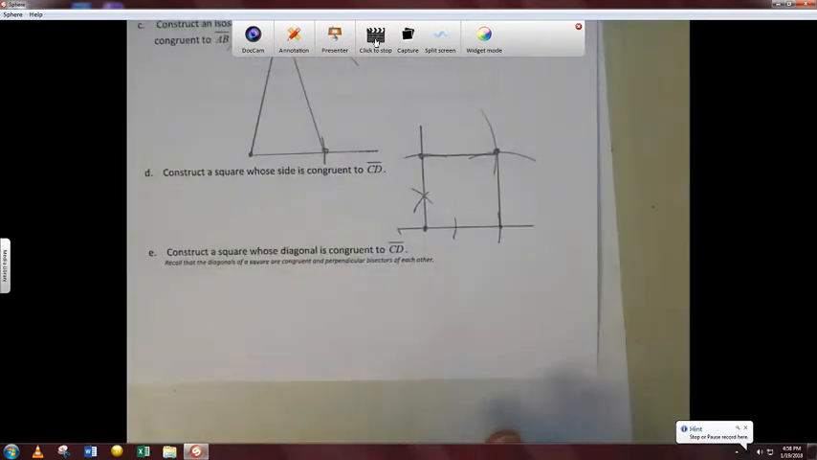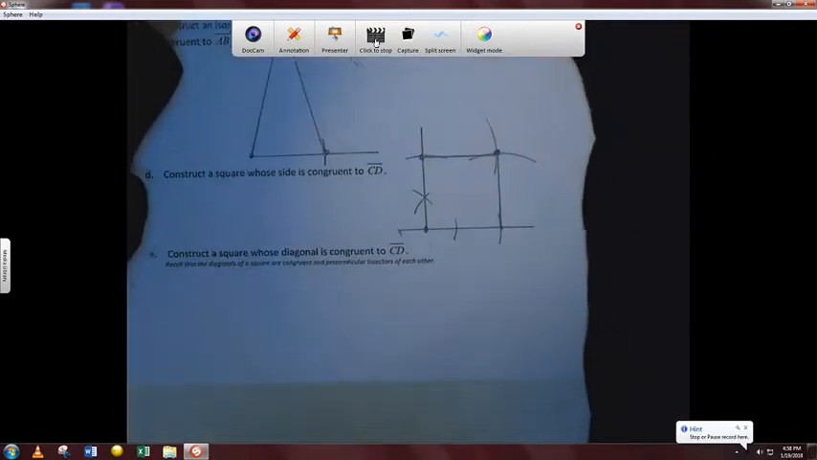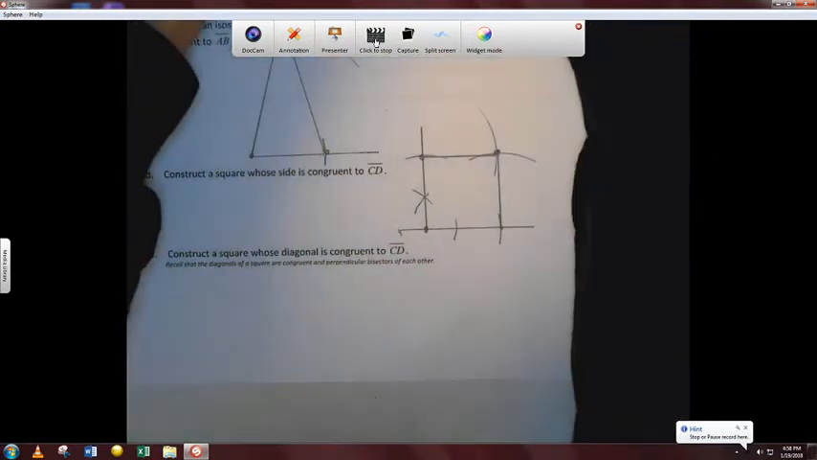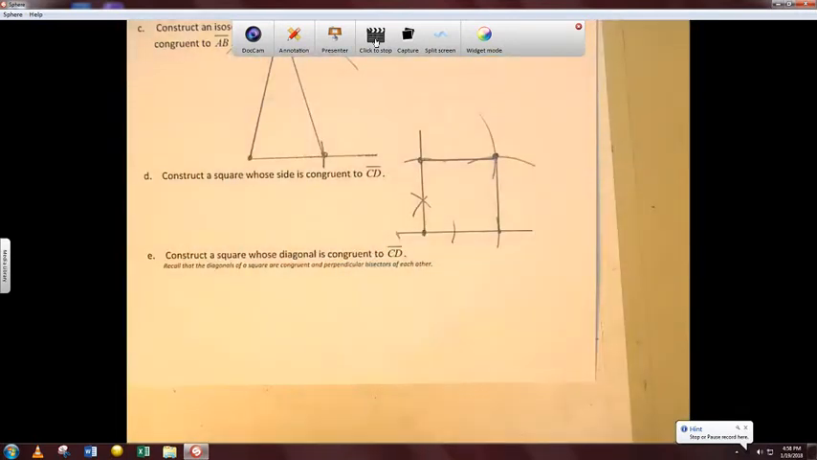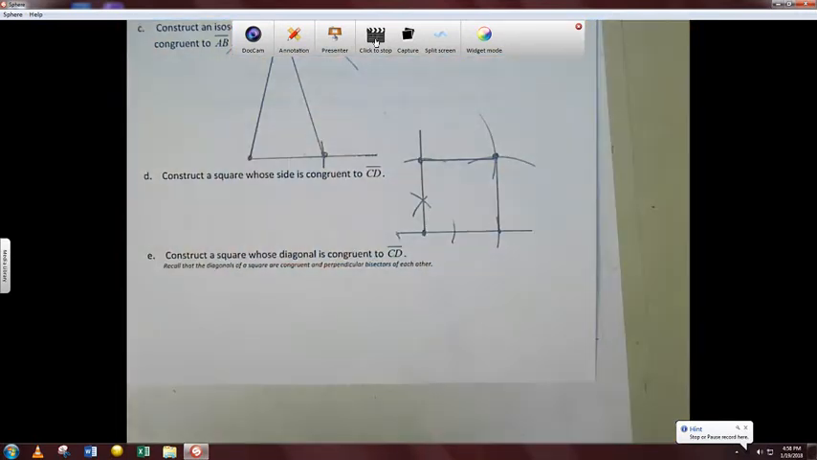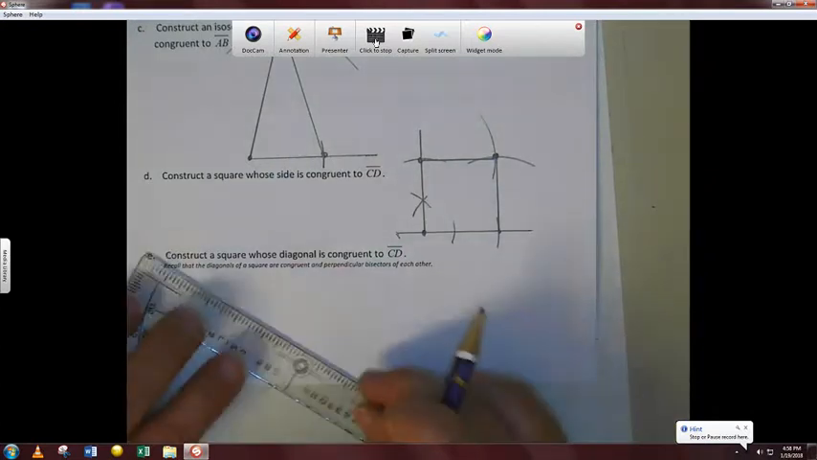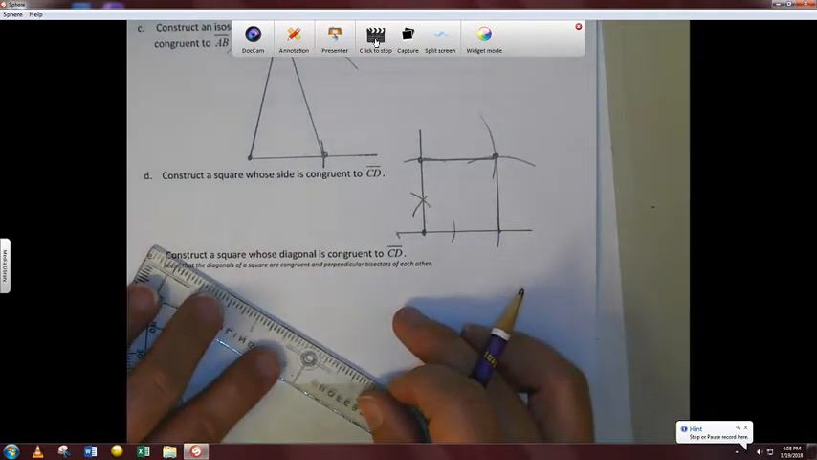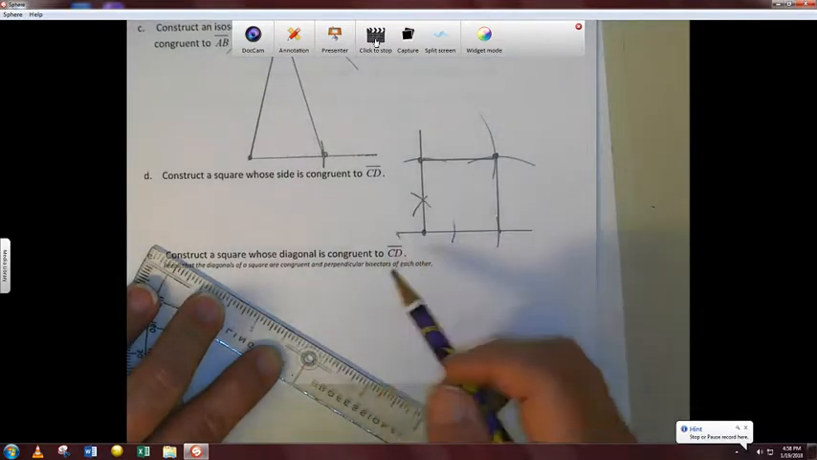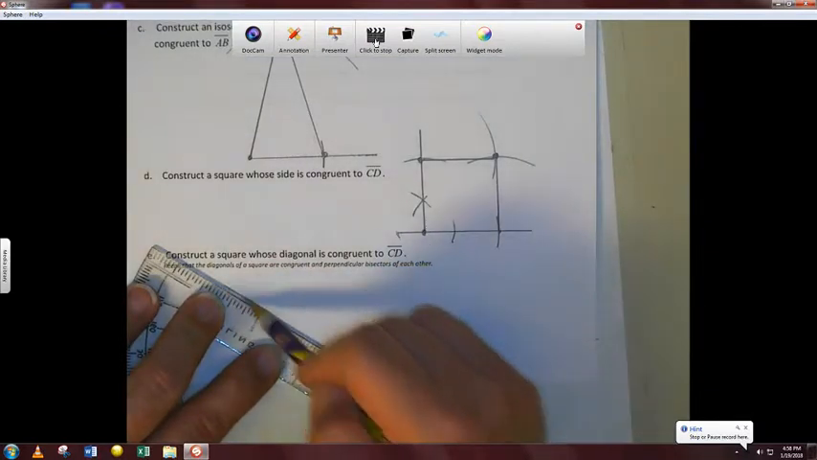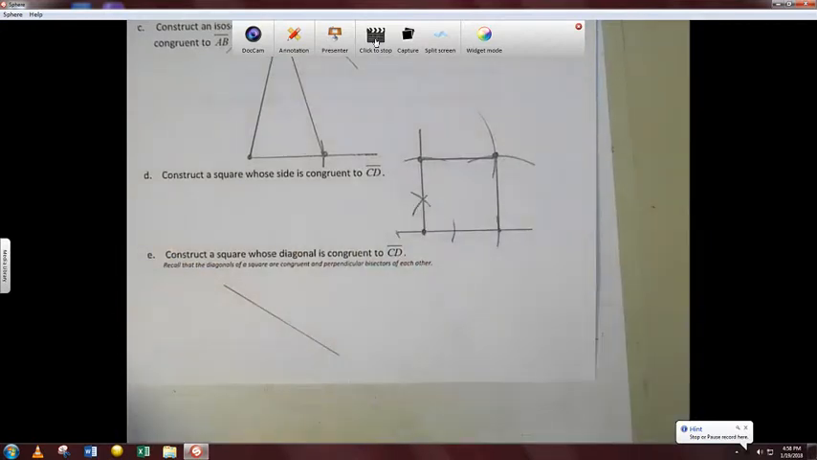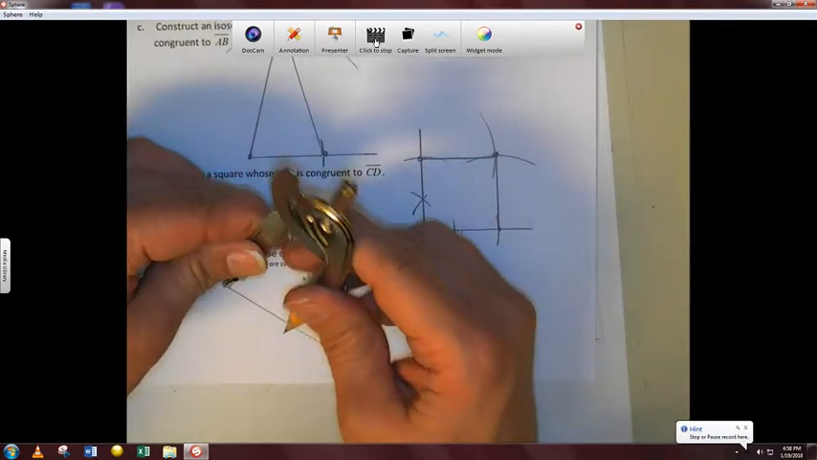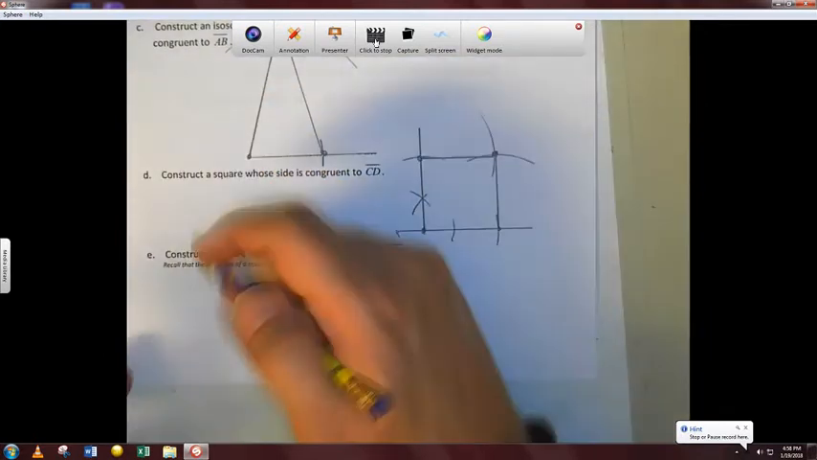Now last we're going to construct a square whose diagonal is congruent to CD. So I'm just going to measure CD again, make sure my compass point hasn't changed. Alright, and now this time I'm going to make my working line. And when I make it, I want it to be the length of CD. And this is going to be a diagonal of my square. So here's my first diagonal.